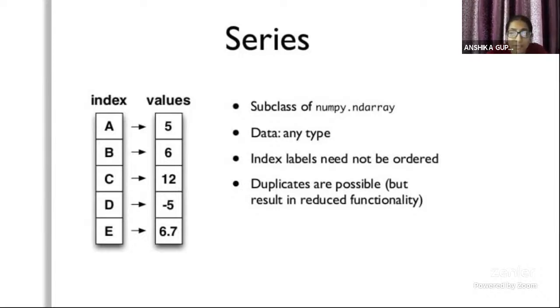Suppose I don't have any value for A, if it's just blank, then obviously this value would be 0. Duplicate value doesn't mean you are suggesting it many ways; it depends on whether you have it or not. Just remember: a series is a subclass of NumPy, has a data type, and has index labels which don't need to be ordered. I can give the value of A as 6, which I have to define.